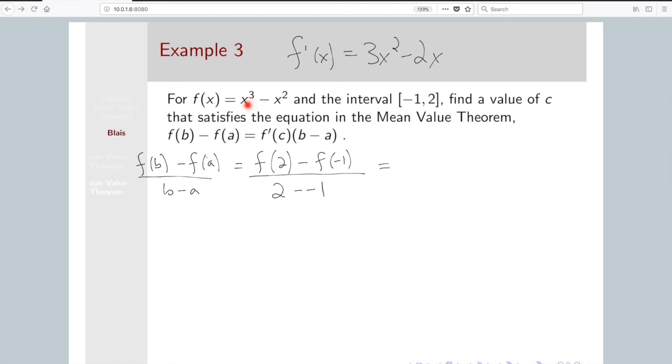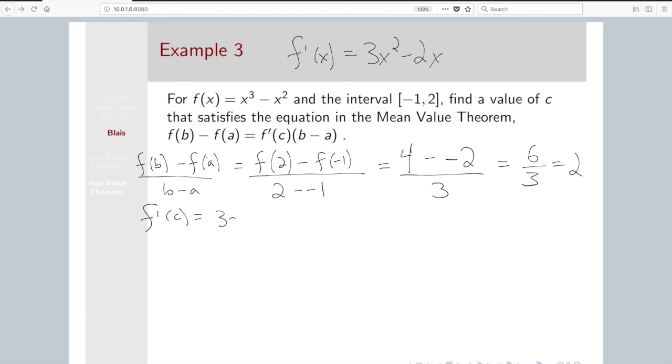What's f of 2? 2 cubed, which is 8, minus 2 squared, which is 4. 8 minus 4 is 4. f of minus 1, we would have minus 1 cubed, which is minus 1. Here, when we square it, it becomes a positive 1. So we get a minus 1, or negative 2, all over 3, or 6 over 3, also known as 2. This would be one of the terms. Divide by b minus a here. This term would be equal to f prime of c.